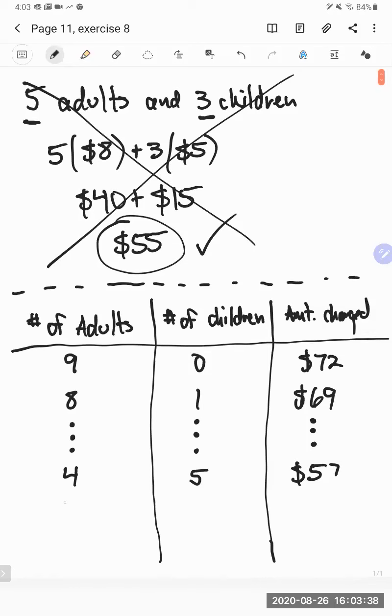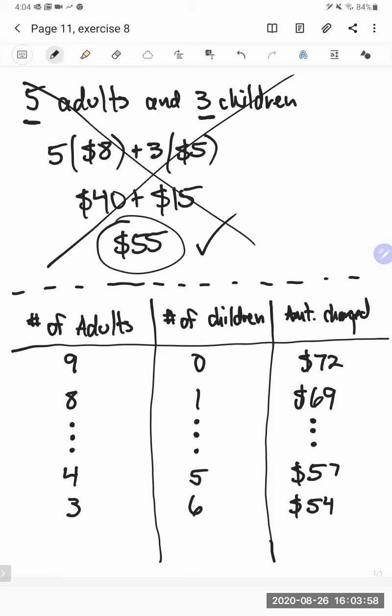So let's go 1 fewer adult. Let's go 3 adults and 6 children, right? This still adds up to 9 people. And how much do they get charged now? 3 times 8 is 24. 6 times 5 is 30. 24 plus 30 is 54.